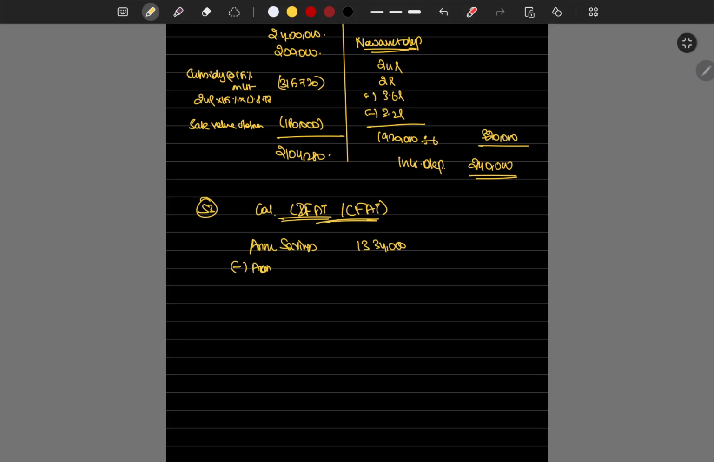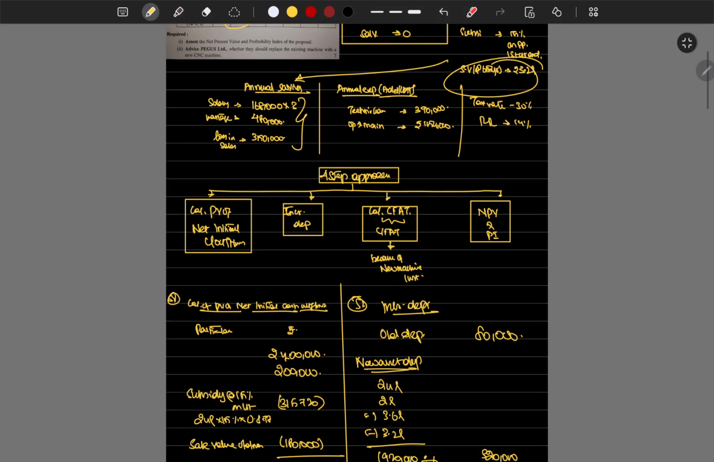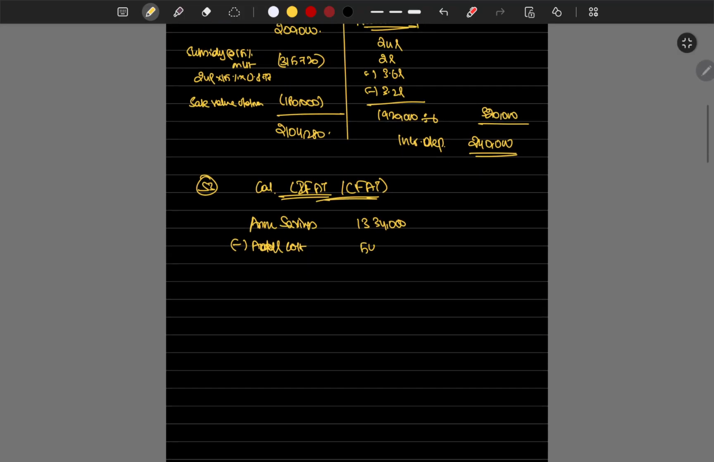minus additional cost. What's the additional cost we are incurring? Which is 3,90,000 plus 1,54,000, which is 5,44,000. What's the net incremental cash inflow before tax and depreciation? Okay, so more like an EBITDA. So 13,34,000 minus 5,44,000, which is 7,90,000.